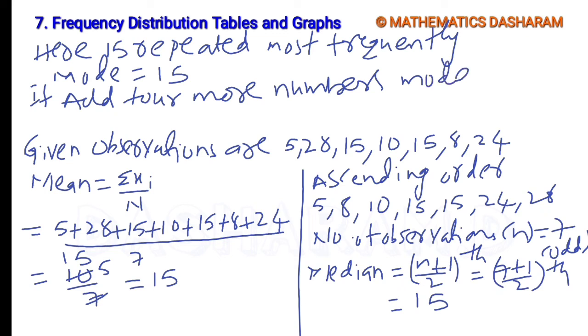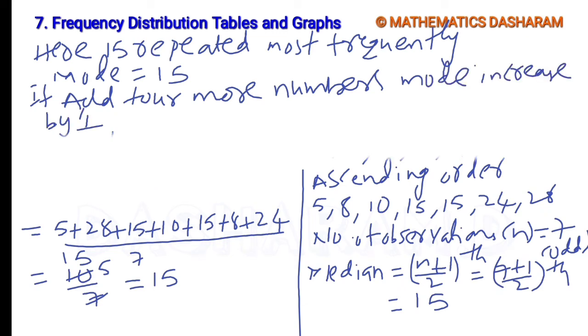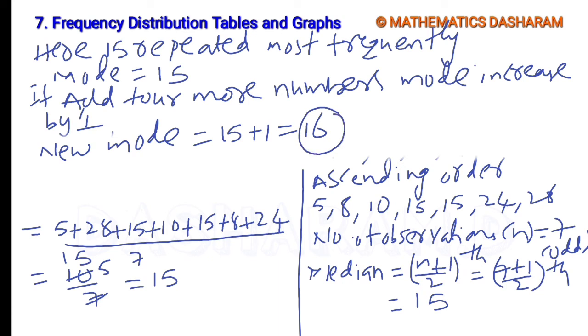So mode increases by 1. But actually what is the mode of the data? 15. If it increases by 1, then the new mode equals how much? 15 plus 1 equals 16. So that means 16 must be repeated most frequently compared with the other numbers. But already 15 repeated 2 times, that is why we said the mode answer is 15.